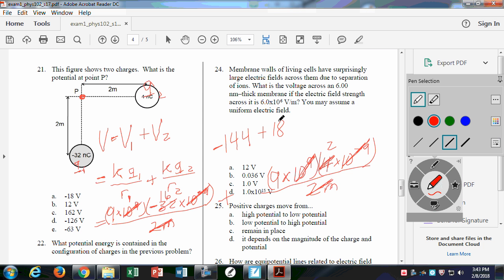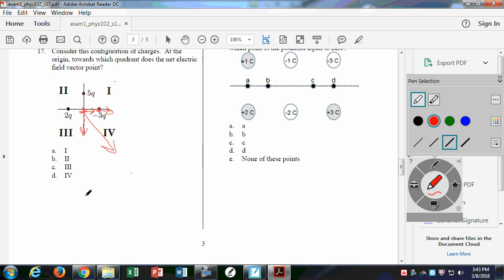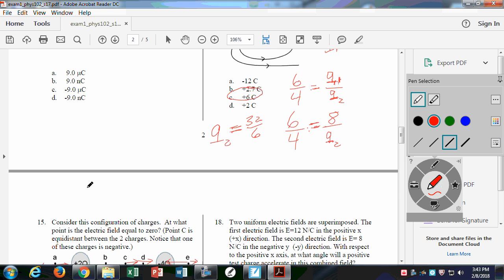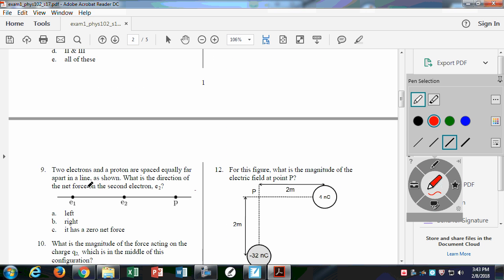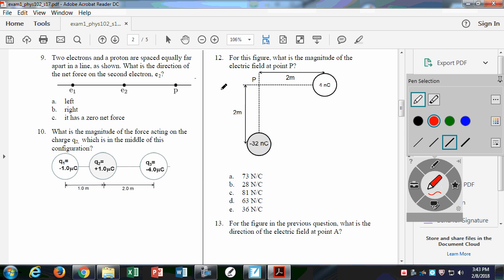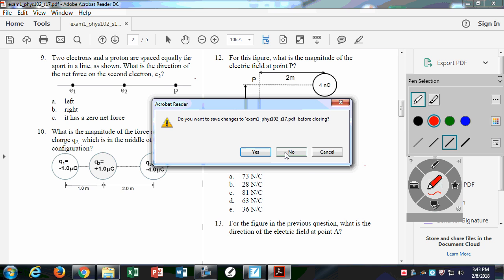Yeah, let's look. There are some other problems. Like this one, what is the field at point P? Give me just a second. I'm going to close this and reopen. I'm going to try to get my nice pen back.